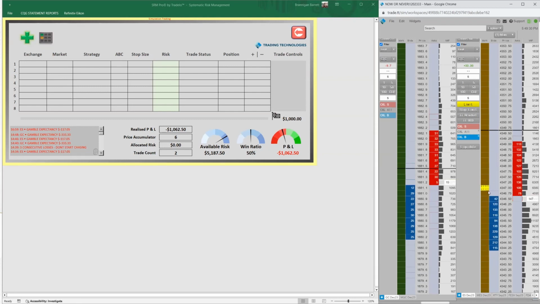Whereas if I use a stop market order, what it'll do is it will add me to that 1,000 lot order. So it'll be 1,000 lots plus 5. The 1,000 lot gets filled first, then I get filled.